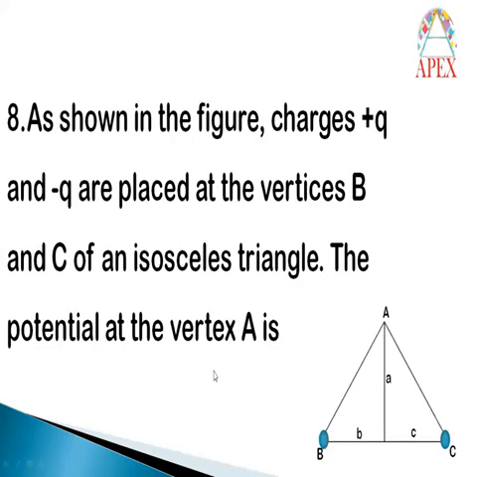Now, question number 8. As shown in the figure, charges plus Q and minus Q are placed at the vertices B and C of an isosceles triangle. The potential at the vertex A is. Here in the isosceles triangle, this length is given as B and this length is given as A. What are the charges placed? Plus Q and minus Q are placed at the vertices B and C. The potential at A they are asking.